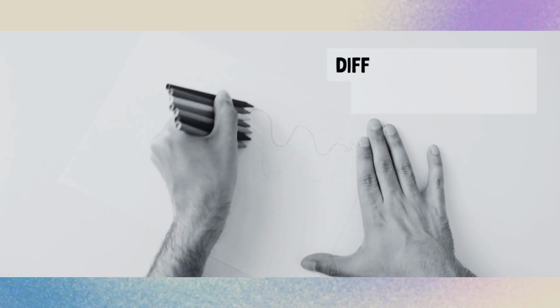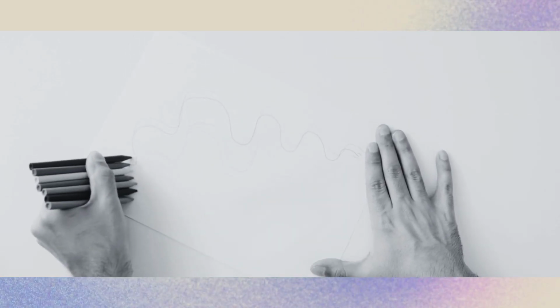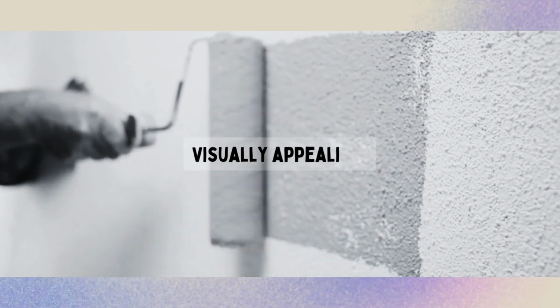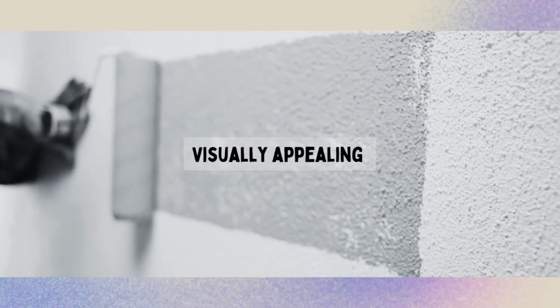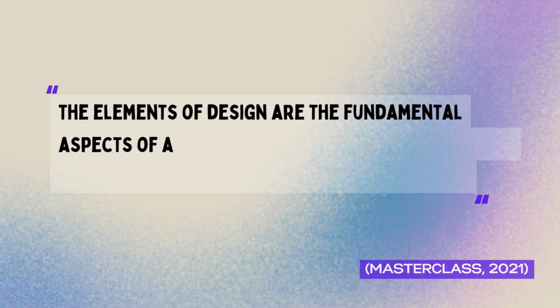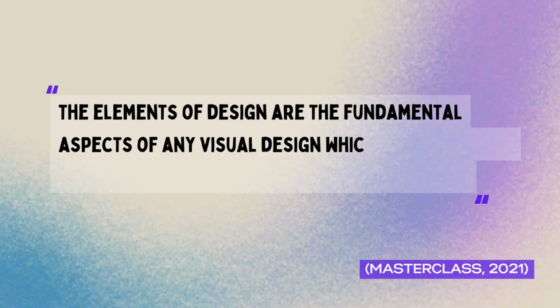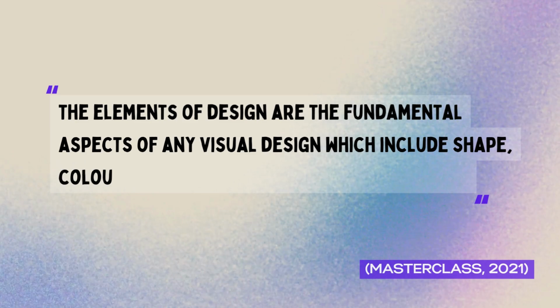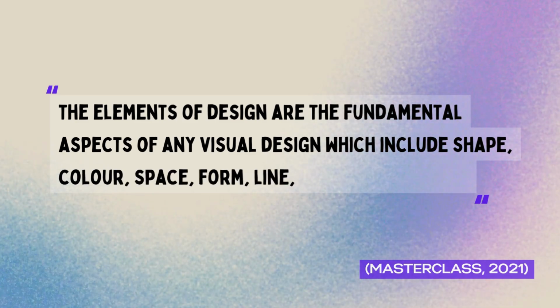In every design, there are different parts that add up to make a piece visually appealing. Collectively, these parts are known as design elements. Some have explained that design elements are the fundamental aspects of any visual design, which include shape, color, space, form, line, value, and texture.